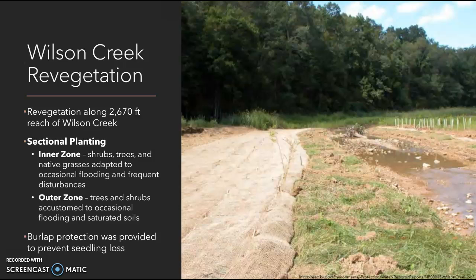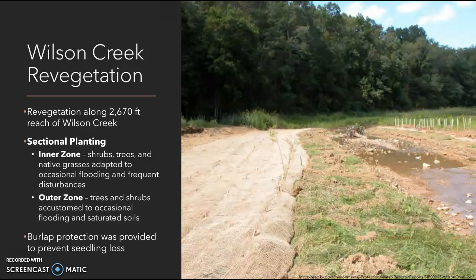The revegetation corridor was divided into two sections, an inner and an outer zone. The inner zone extended 16 feet from either side of the stream and was stocked with shrubs and trees adapted to occasional flooding and frequent disturbances. Trees were planted with a 6-foot by 6-foot spacing and were interspersed with native shrubs and grasses.